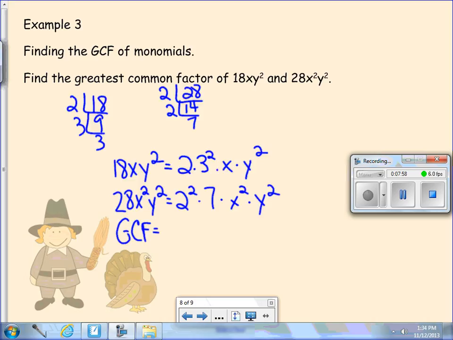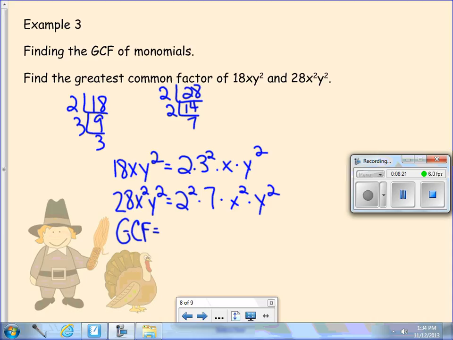So you notice I took the prime factorization of 18xy squared. That would be 2 times 3 squared times x times y squared. 28x squared y squared is going to be 2 squared times 7 times x squared times y squared.